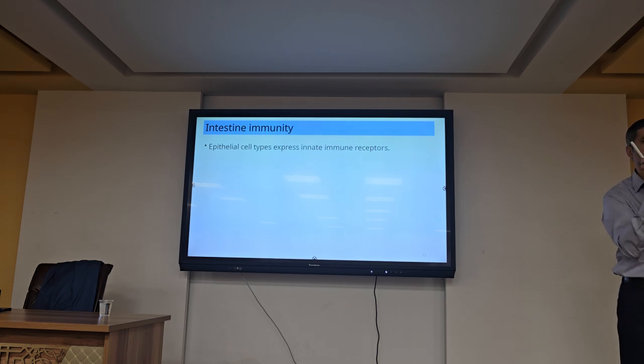In the site of infection, we will have pro-inflammatory cytokines. These cytokines go to the bone marrow and tell the bone marrow that we need, for example, neutrophils, we need lymphocytes, we need monocytes. They call other cells from the bone marrow to the site of infection.